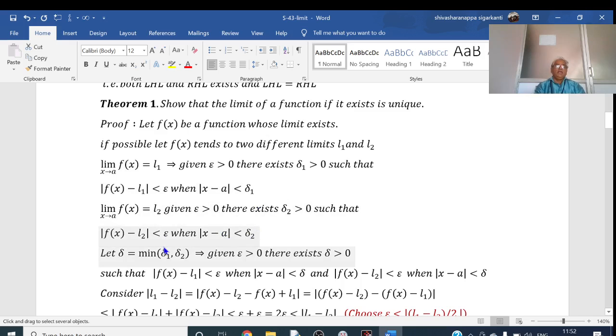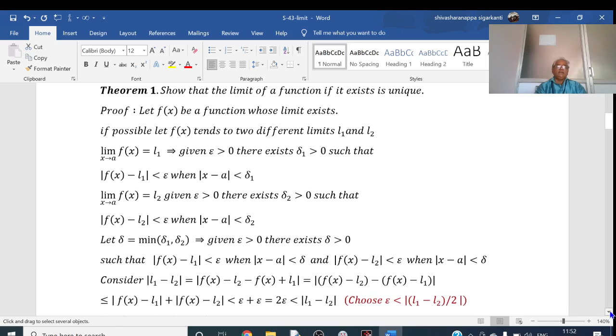Now, I will choose, let delta be the minimum of these two, delta 1 and delta 2. Then we can write these two relations as: given epsilon greater than 0, there exists delta greater than 0 such that mod of f of x minus L1 is less than epsilon when mod of x minus a is less than delta, and mod of f of x minus L2 is less than epsilon when mod of x minus a is less than delta. Because I have chosen this delta to be the minimum of these two, these two are satisfied with the minimum value.